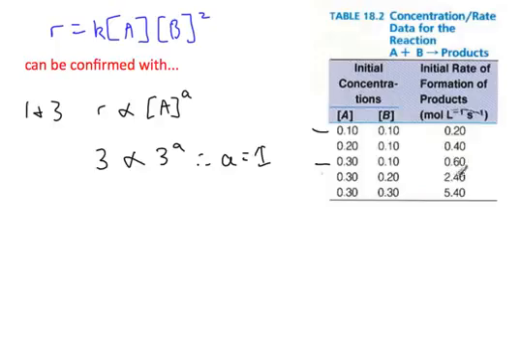Well, we can also look at experiments 3 and 5. With experiments 3 and 5, what we're looking at now is a rate effect caused by a change in B.